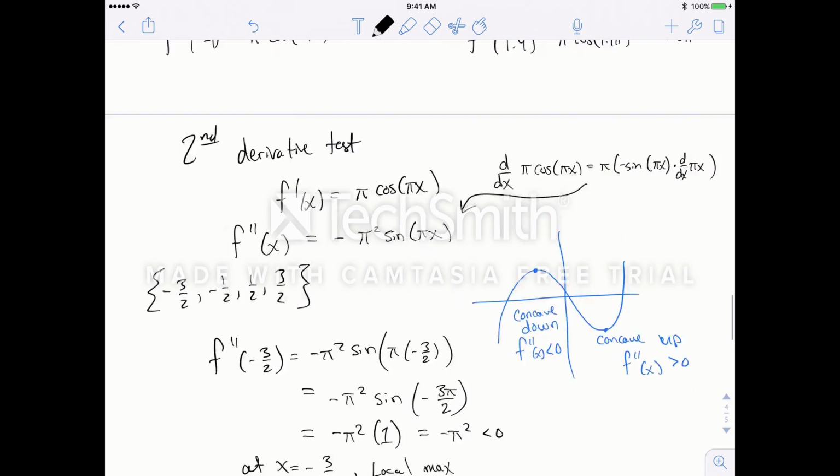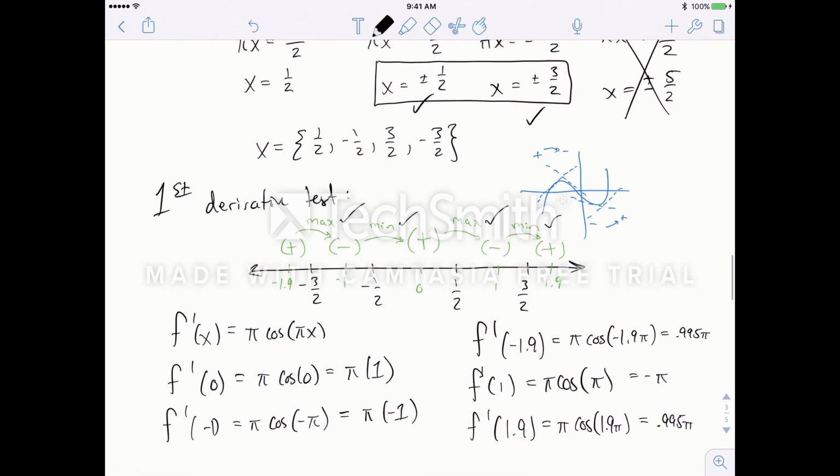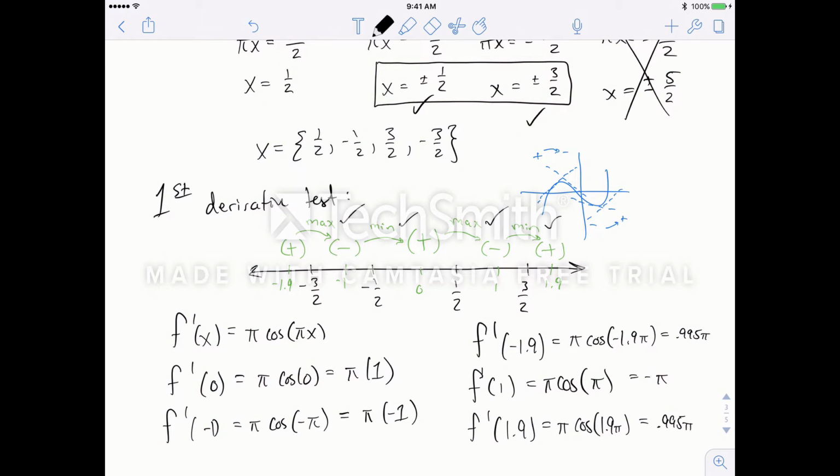Okay, so now not only have we found where our local max and local mins are, and if they are local max or mins, but the first derivative test also gave us where the function is increasing or decreasing, where it's monotone. So if we look at the intervals where the first derivative is positive, that tells us our intervals of constantly increasing.